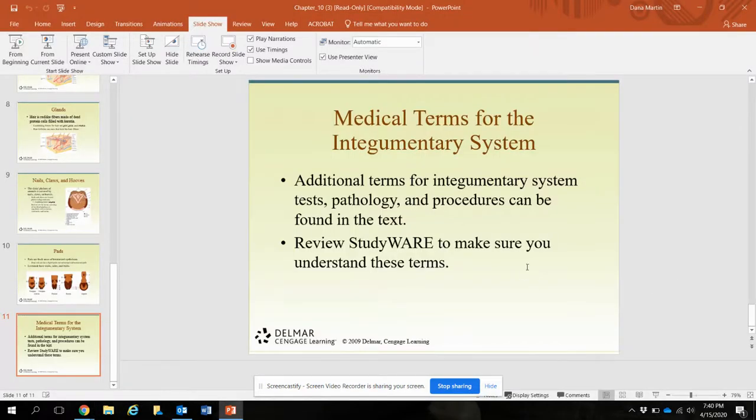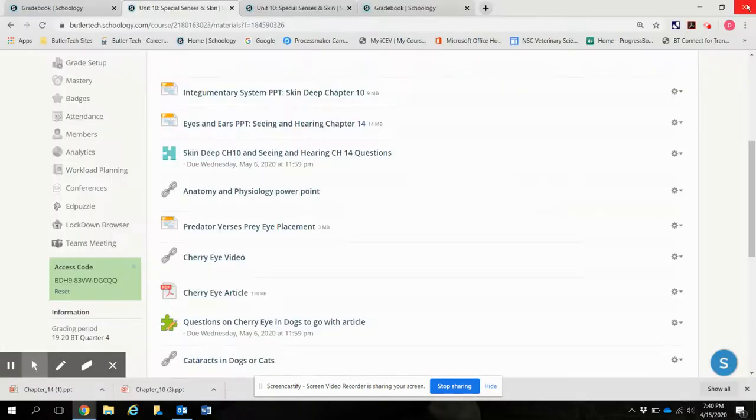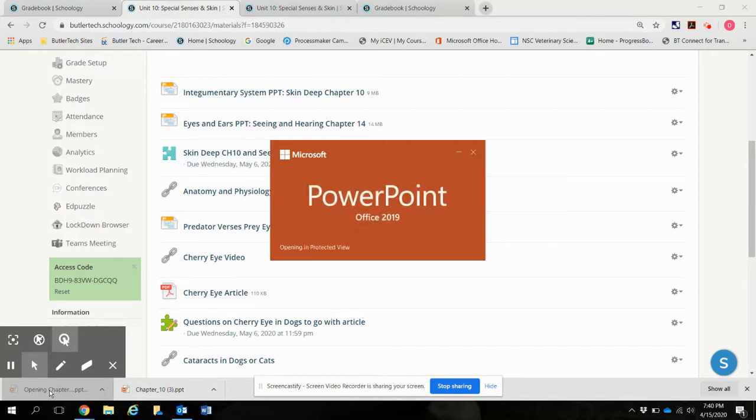And that is it for the skin. Let's move on to the next one, which is chapter 14.